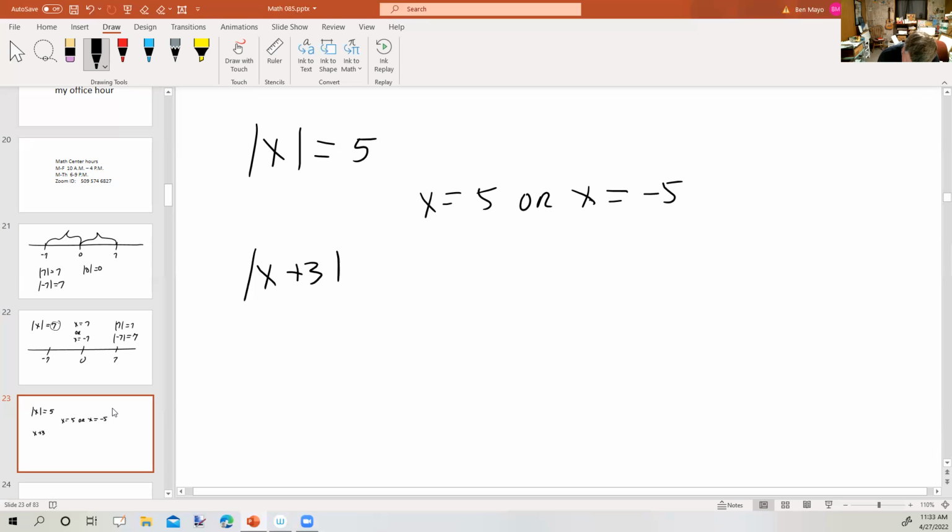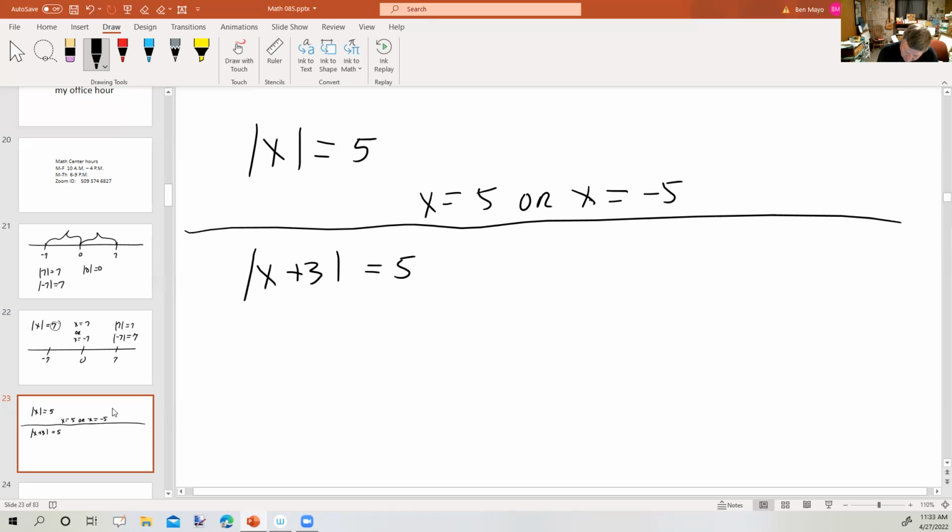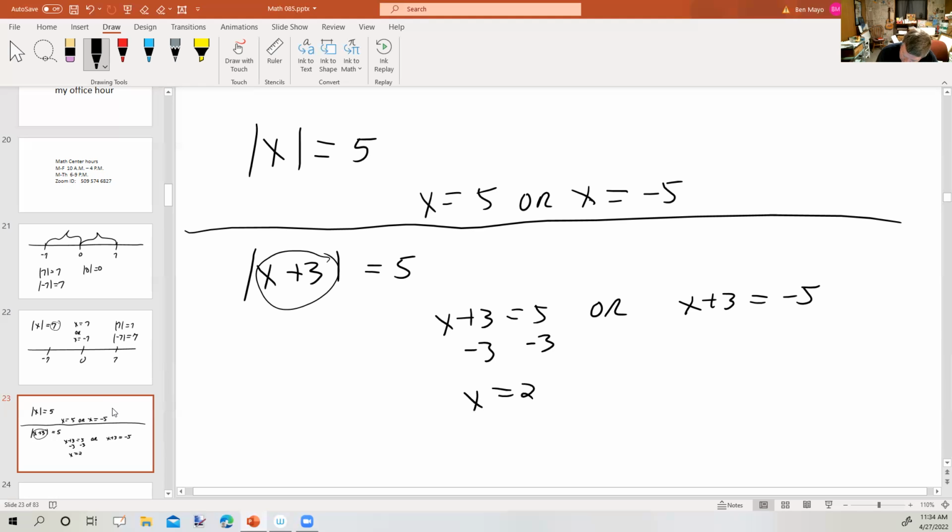The absolute value of x plus 3 equals 5. Well, then either x plus 3 would equal 5 or x plus 3 would equal the opposite of 5, right? Because what's inside that whole quantity has to either be 5 or the opposite, or -5. But now we've got two first degree equations. Let's solve them. We subtract 3 from both sides, we get x is 2. We subtract 3 from both sides, we get x equals -8.